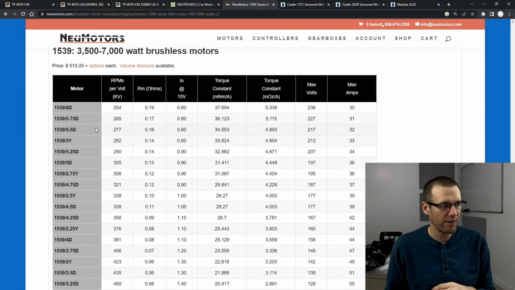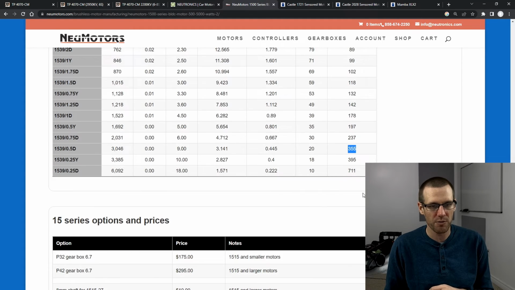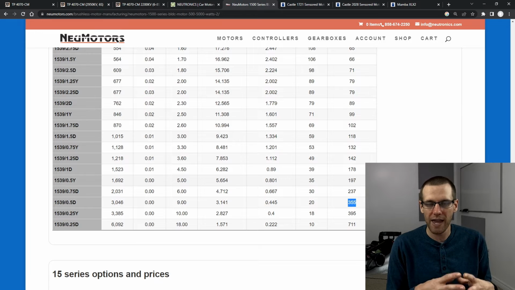So we take a look at the 1539 and we're looking at that 0.5D that they had there. This is saying the kV is about 3000, and this is the total amount of current that is allowable on this specific motor, 355 amps.